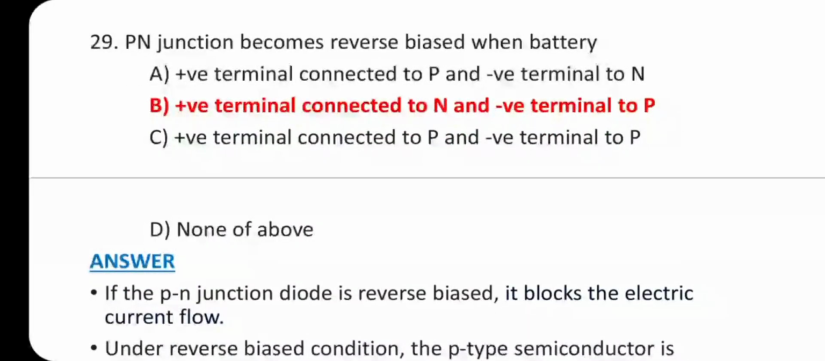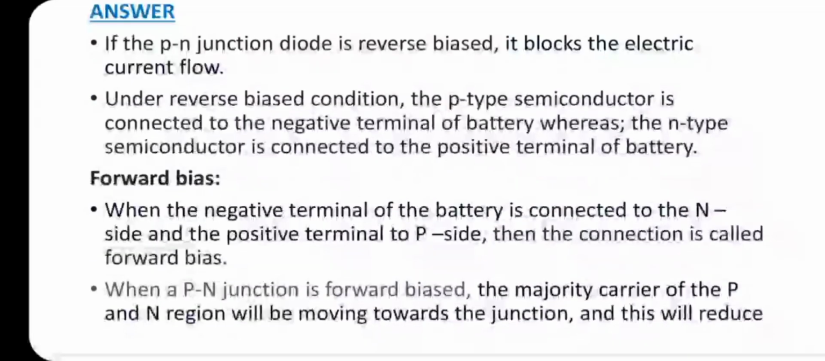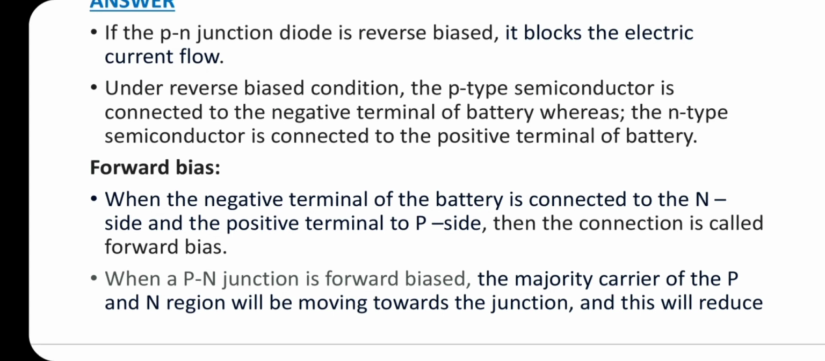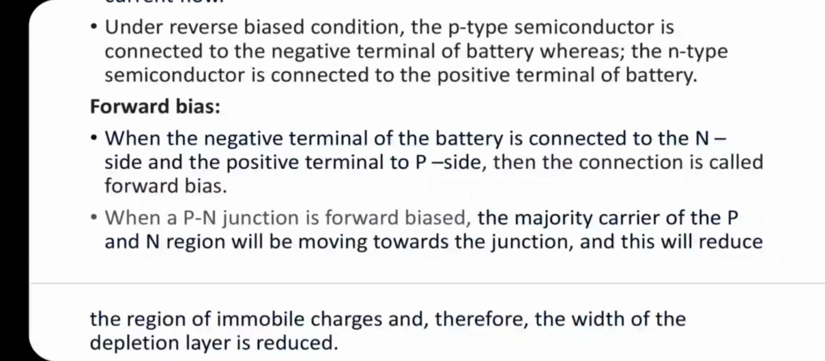Question number 29. A PN junction becomes reverse biased when the battery's positive terminal is connected to N and negative terminal connected to P. The answer is option B. If the PN junction diode is reverse biased, it blocks the electric current flow. Under reverse bias, the P-type semiconductor is connected to the negative terminal of the battery, whereas the N-type semiconductor is connected to the positive terminal of the battery.